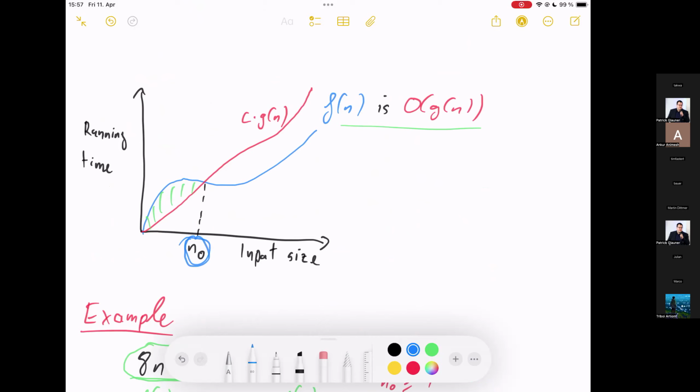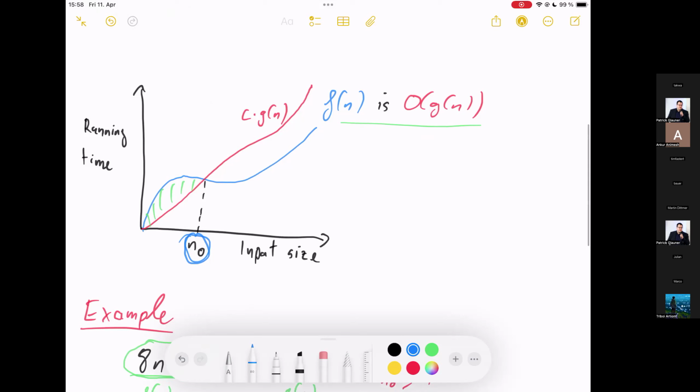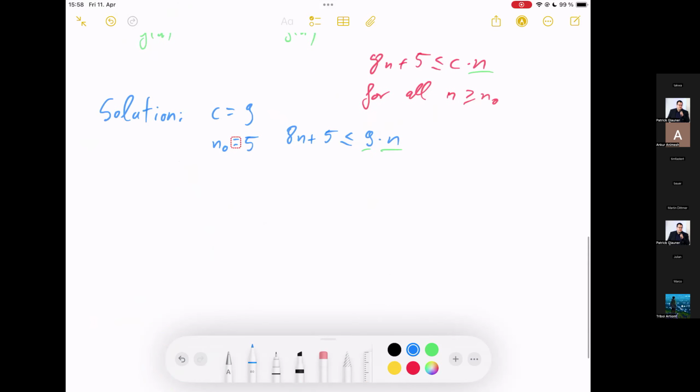Would you have a different suggestion, like another possible solution? There are infinitely many that we can pick for c and n0. If you have a different solution for which this relation holds true, maybe send it to the chat. I want to see if you got the concept. And as I said, it doesn't need to be the minimum values, just some threshold and some constant for which this holds true for all the subsequent n's.